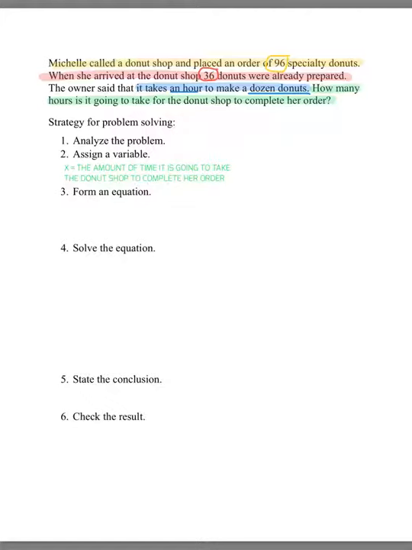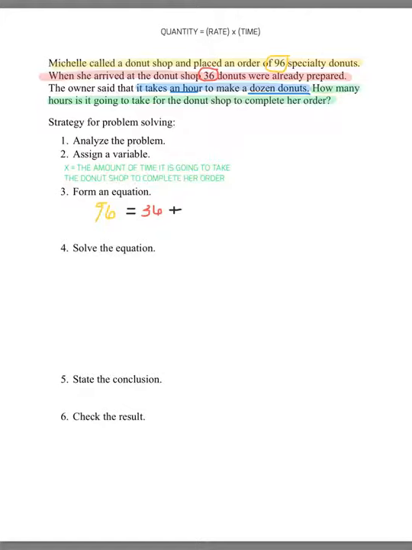So let us go ahead and create an equation using this information. We'll start off with the number of donuts that she wants. She wants a total of 96 donuts. And that's going to be equal to, well, she already has 36 ready, plus whatever are missing. So how many donuts are missing? To answer that question, we're going to use the following formula. I'm going to go ahead and write it at the very top. The quantity is equal to rate times time. So in this case, the quantity of donuts that are missing is equal to rate times the time.